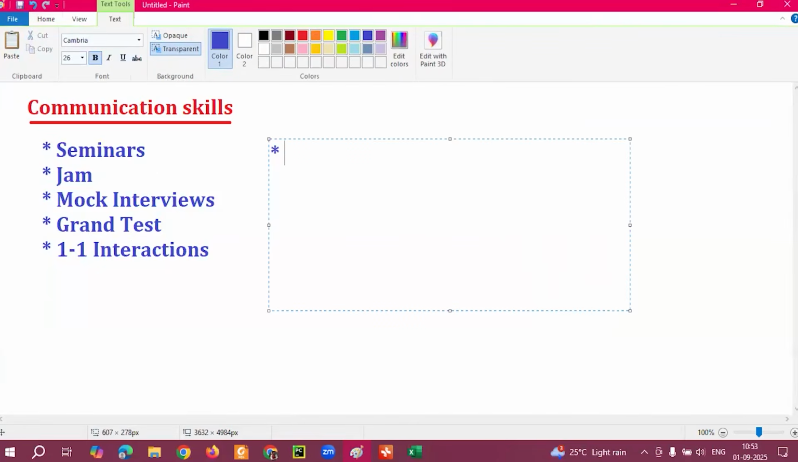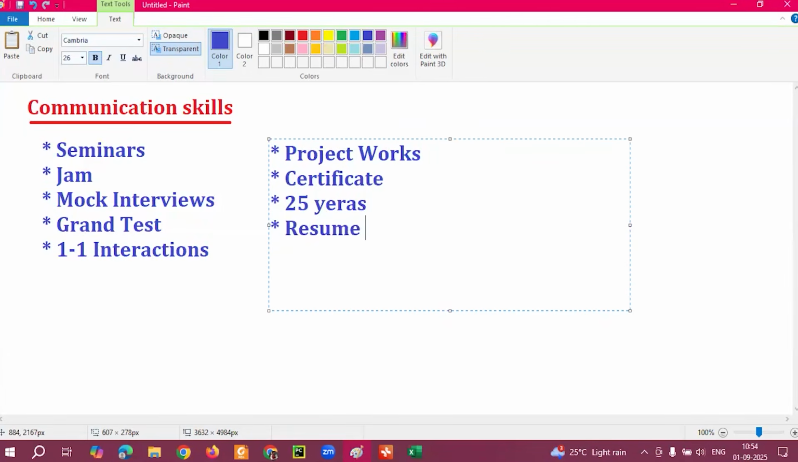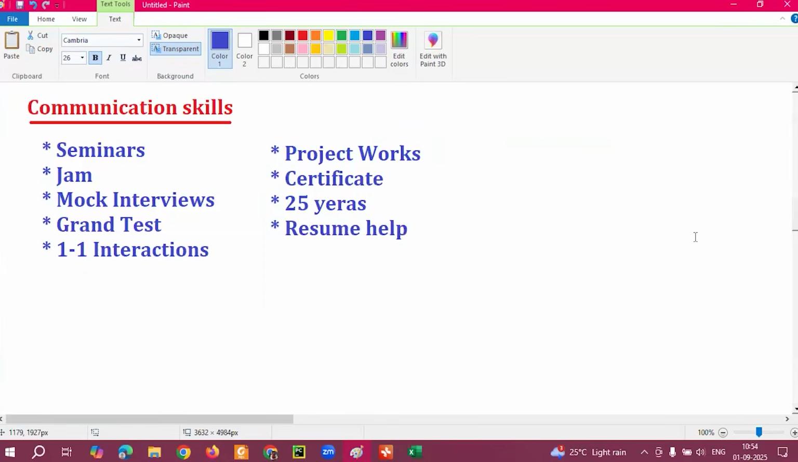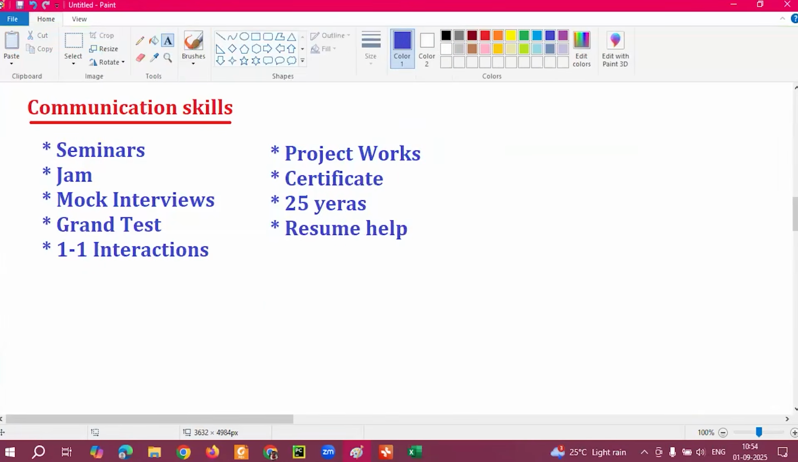As well as we are working on project work. And once it is done, we're going to provide a certificate also. And this institute is in its 26th year, guys. Almost 25 years done. This is not a 1 or 2 year old institute. So whatever certificate we provide is more valuable in the market, guys. We are going to help you prepare the resume. And after that, once everything is done, we are going to help you enter into interviews also.